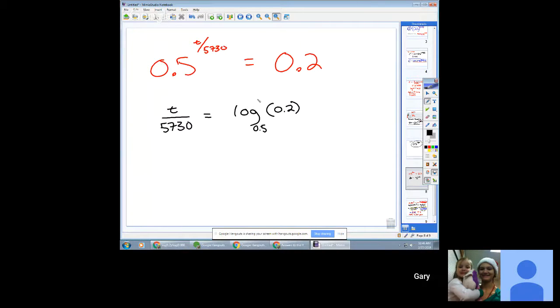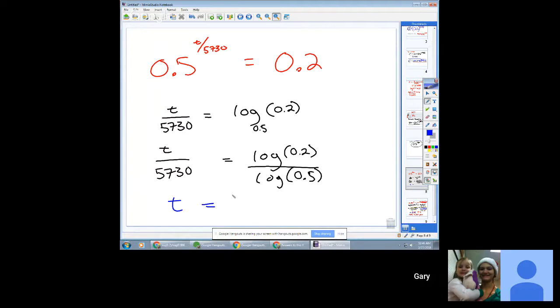So how do I rewrite log base 0.5? It's going to become the log of 2 divided by the log of 0.5. So I'm almost done. How am I going to fix this to get t alone? Yeah, multiply the 5,730 to the other side. So then finally, t should be whatever that log of 0.2 over the log of 0.5 is. And then I want to times that by 5,730.